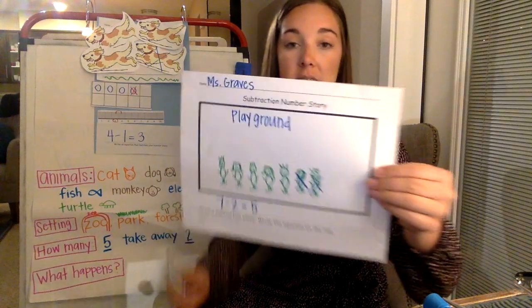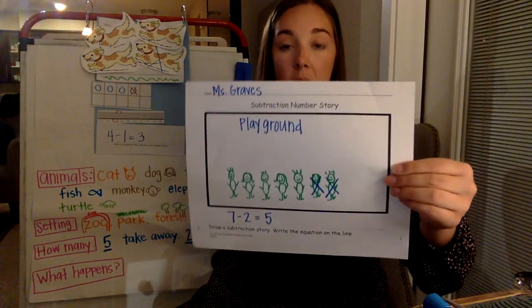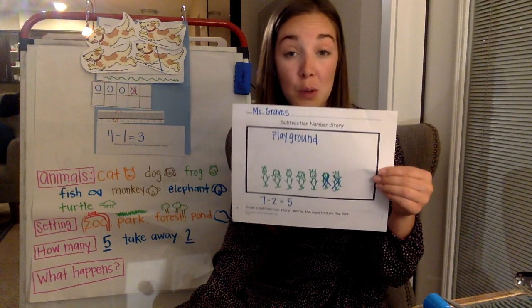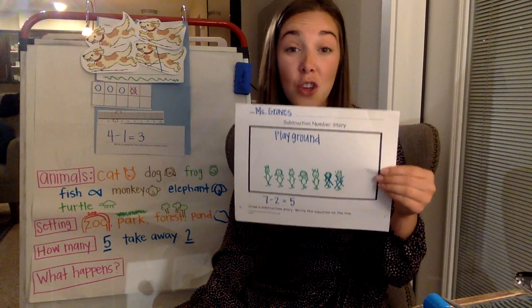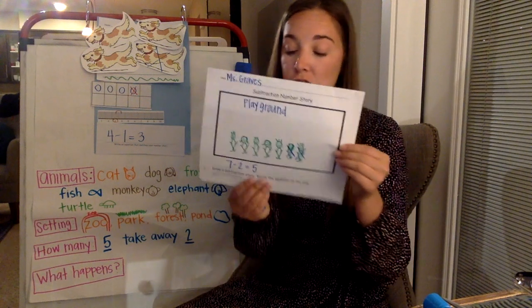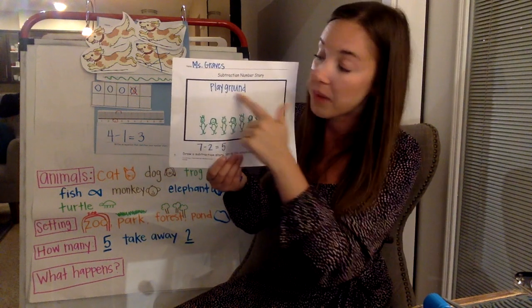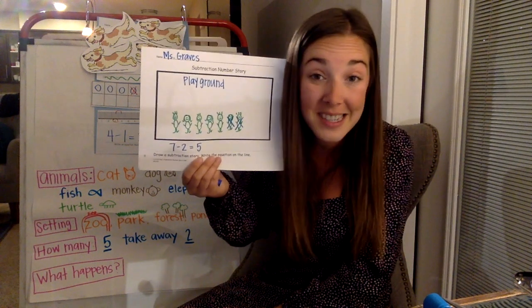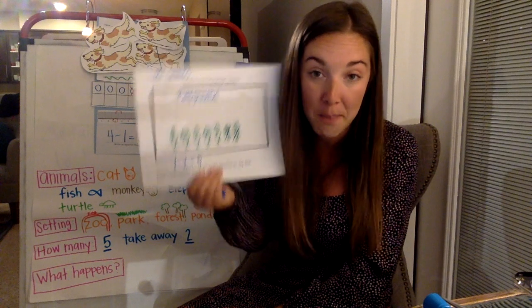In your math packet, you should also have a paper that looks like this. That's a subtraction number story. It's your job today to write a brand new number story. You get to choose your characters for this story. I chose for my setting to be the playground. I chose for my characters to not be animals this time and instead be people.